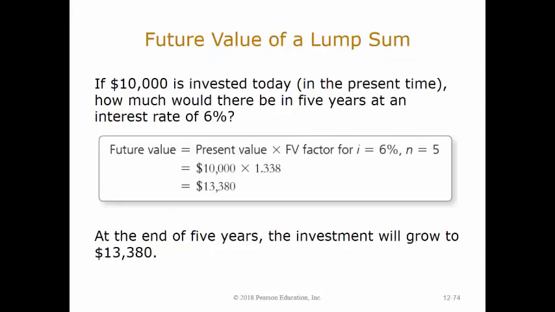If I invested $10,000 today, how much would I have in 5 years at an interest rate of 6%? We will calculate the future value using future value factors. We determine the future value factor from the table labeled Future Value of $1 in Appendix A, Table A3. We use this table for lump sum amounts. We look down the 6% column and across the 5 periods row and find the future value factor is 1.338.